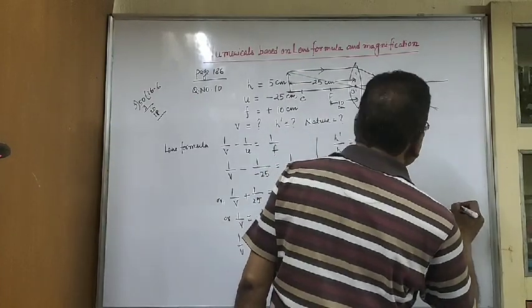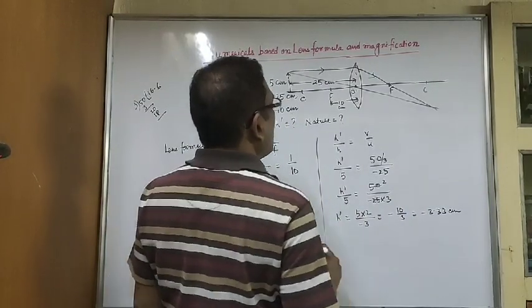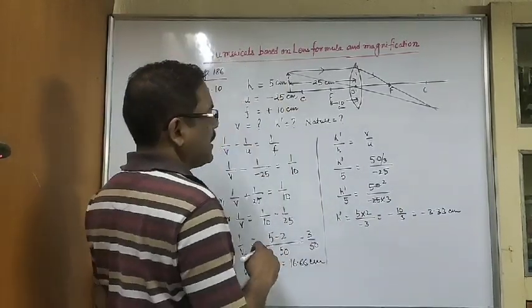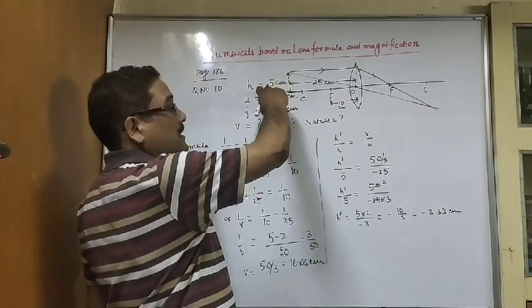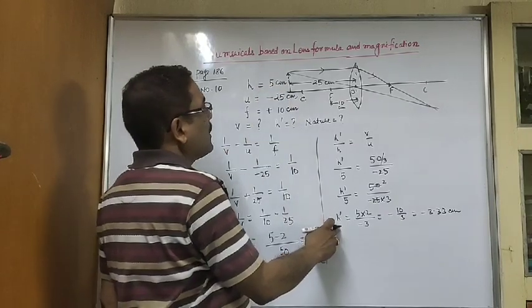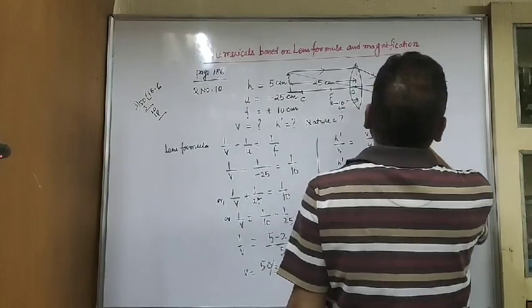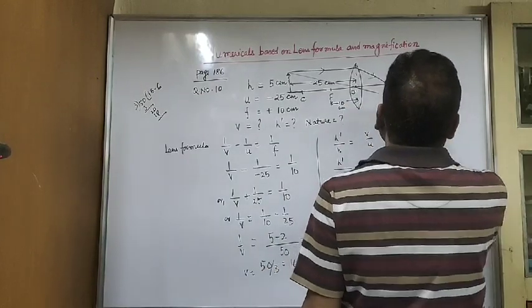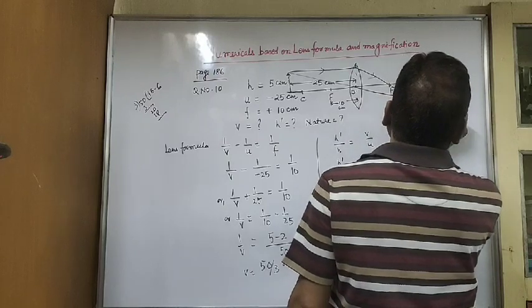So we will get an image whose size is a little bit less than this. Actually height of object is 5 centimeter, but height of image is less. So make it a perfect straight line, and somewhere here you will get an image.